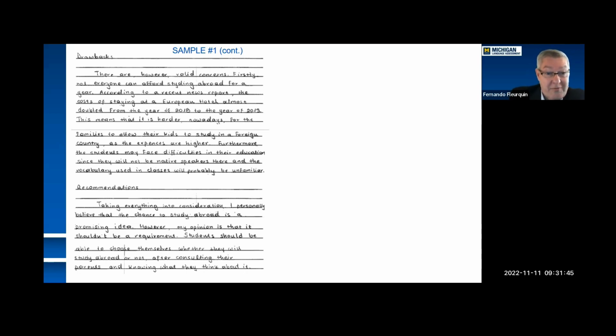Furthermore, the students may face difficulties in their education since they will not be native speakers there, and the vocabulary used in classes will probably be unfamiliar.